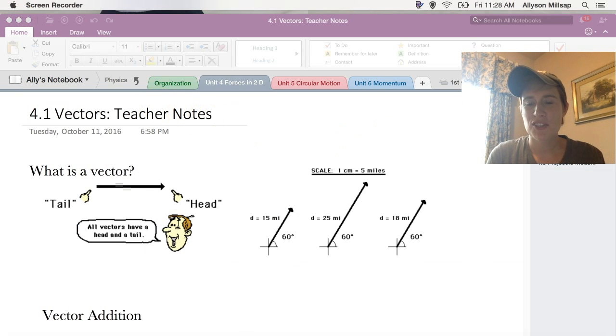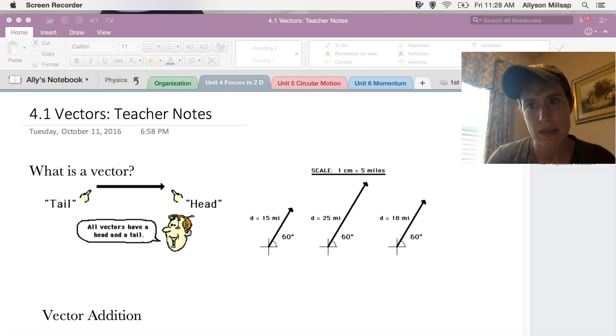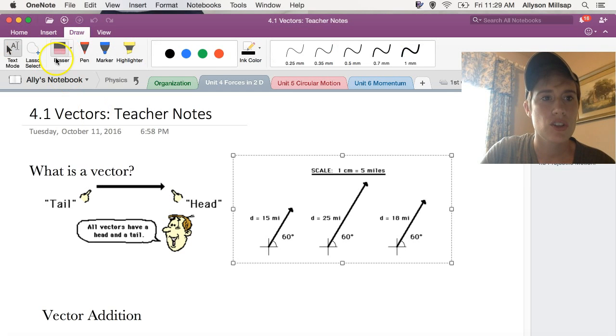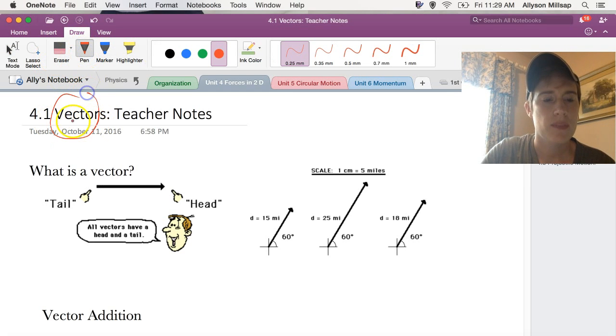Hey guys, welcome to video 4.1. This is our first video in Unit 4. And Unit 4 is all about forces, which we've been learning about, but instead of just forces in one dimension, we're going to look at forces in two dimensions. So in this first video, we're going to take a closer look at vectors. Okay, so what's a vector?